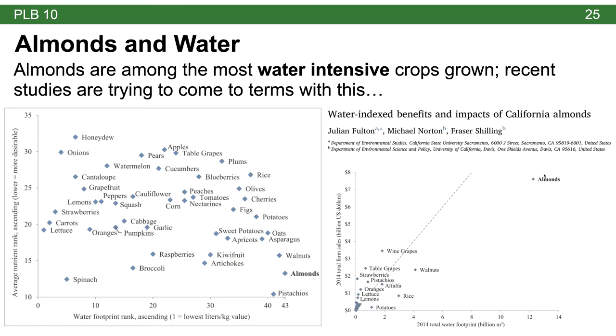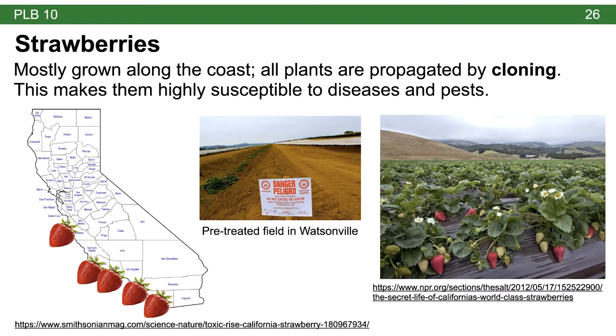The next crop we'll talk about are strawberries, and strawberries are grown along the coast, especially in Southern California, and all the plants are propagated by cloning. So this means that the plants are not grown from seed, they are grown from transplants, and thus have really limited genetic diversity. This makes them highly susceptible to diseases and pests.